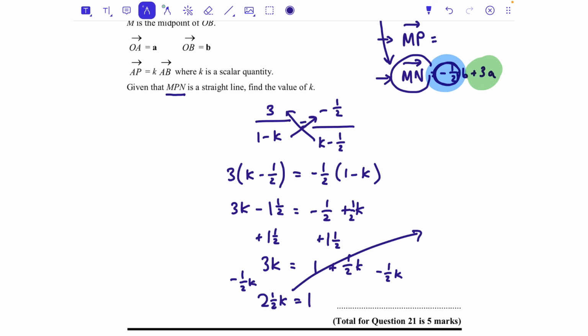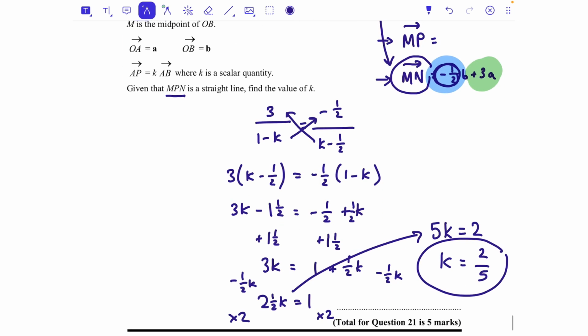I don't really like the fraction, so I'm going to change it to 5K equals 2, and so K equals 2 over 5. I've just doubled both sides just to make it a bit nicer. There we go, and that's your final answer for that one. Very, very tricky last question, but hopefully that makes sense.